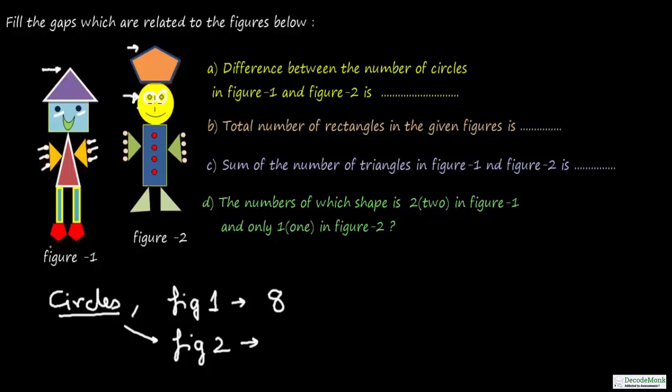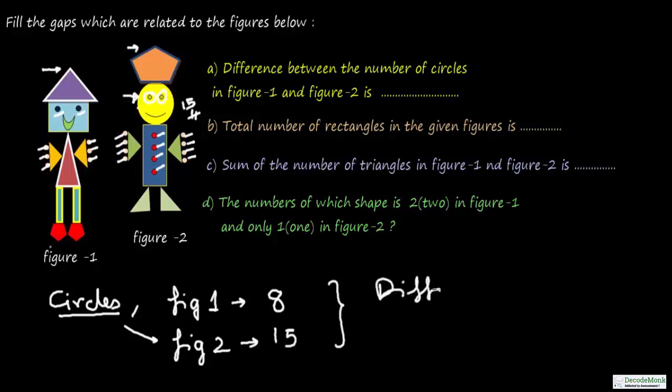And again the fingers are circular, 1 2 3 4 5 6 7 8 9 10 11. So till now we have found 11 circles. You see the buttons on the shirt of this particular cartoon are also circular, the red buttons. So 12 13 14 15. So in total we have found 15 circles. If you come down, there are no further circles. So in figure 2 there are 15 circles.